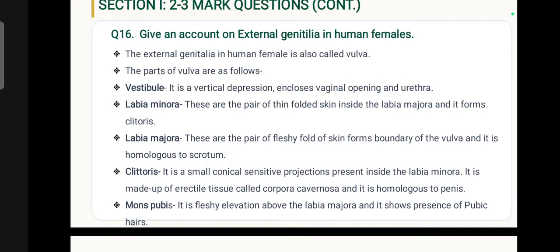Mons pubis, it is fleshy elevation above the labia majora that shows presence of pubic hairs.